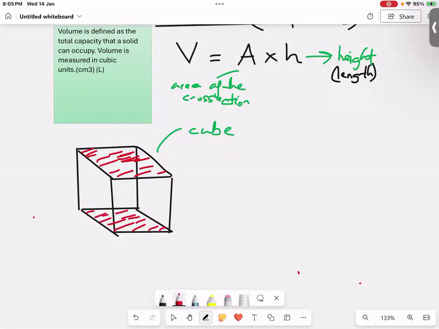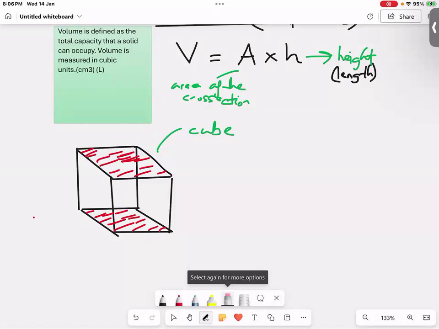Now, imagine you put a mug on the kitchen counter, right? What kind of shape does the mug have at the base? A circle. And what kind of shape is the opening of the mug where you pour the tea, where you drink the tea out of? Also a circle. Very good.